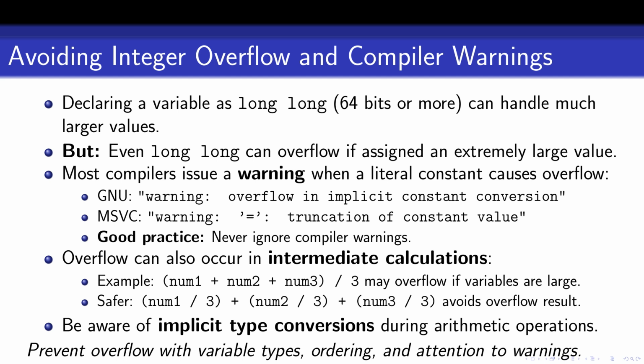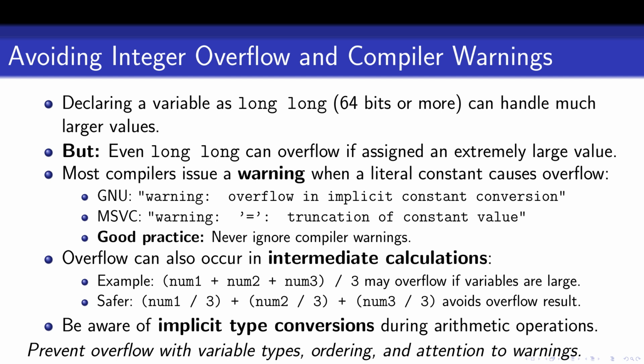Fortunately, most compilers will warn you when a literal constant is too large for a variable type. For example, GCC might say, "warning: overflow in implicit constant conversion." Microsoft's compiler might show "truncation of constant value." These warnings aren't syntax errors, so the program will still compile, but the results may be wrong. Always take these warnings seriously.